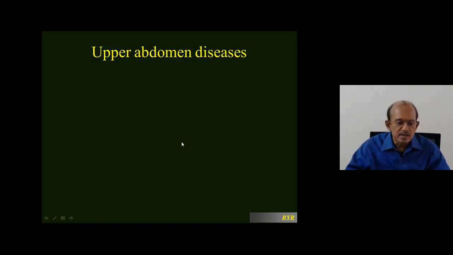So differential diagnosis: upper abdomen diseases. In fact, acute appendicitis should be differentiated from all the acute abdominal conditions. We have studied almost 80% of abdominal conditions. So you must be in a position to tell me, what are the acute upper abdominal conditions? Upper abdominal diseases manifesting with acute pain.